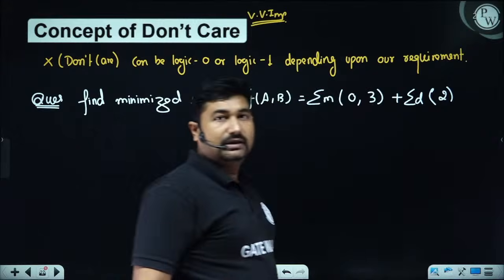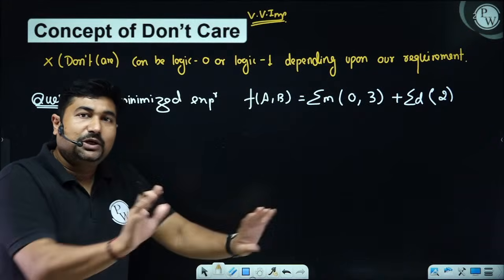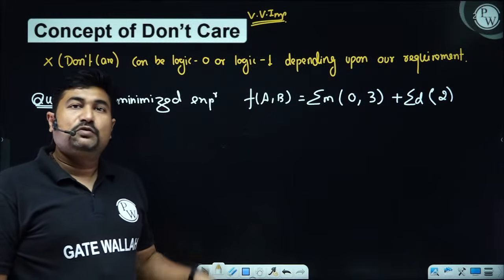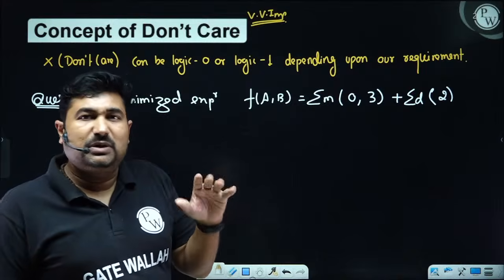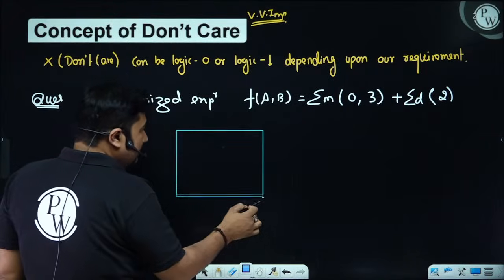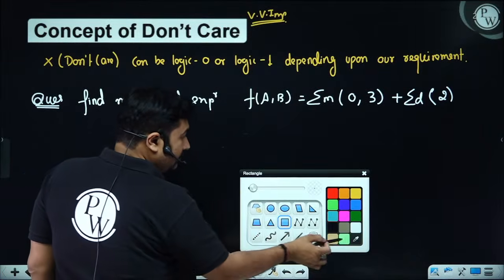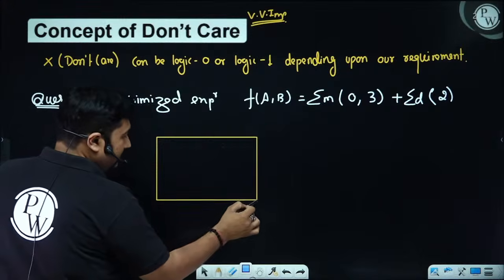So it means the input condition of 1, 0 is never going to appear on the circuit. So for that condition, the output can be considered as logic level 0 or 1 because that condition is never going to appear in the circuit. Now please observe here. Sir, how to find the minimized expression?